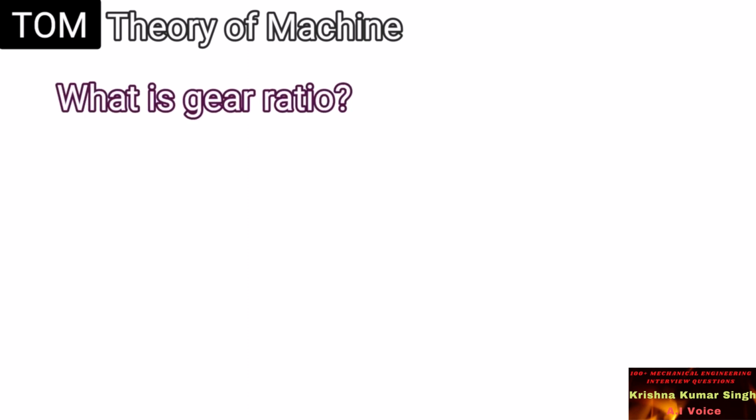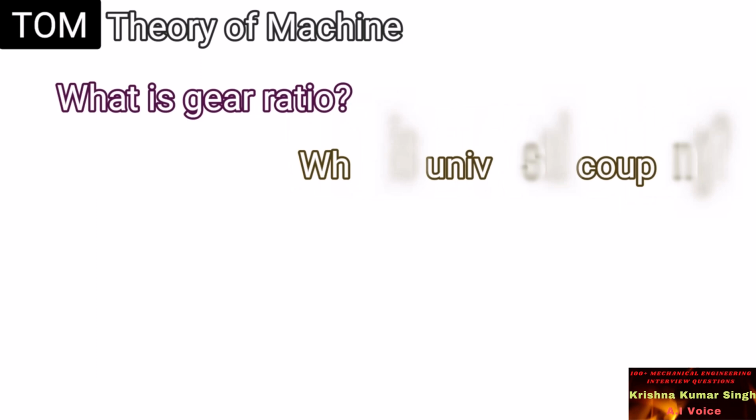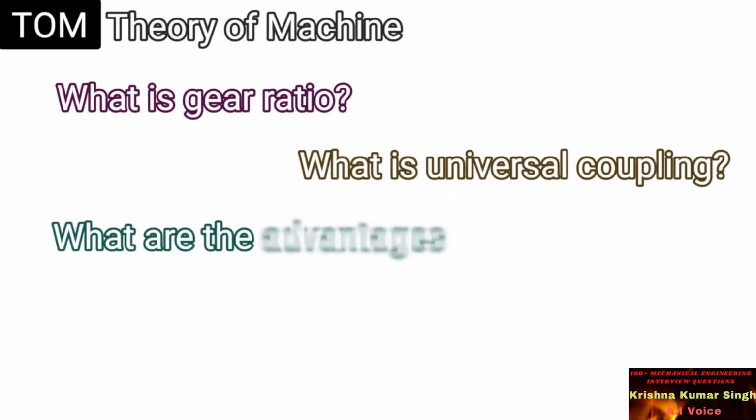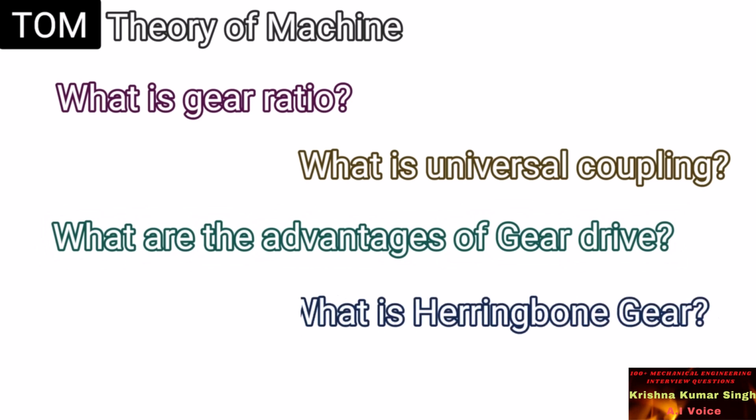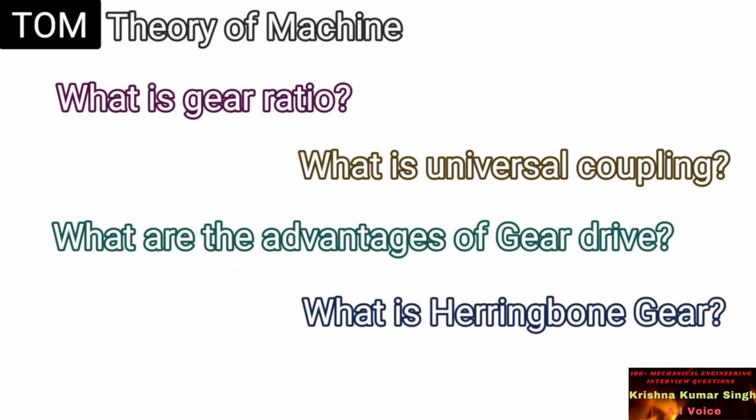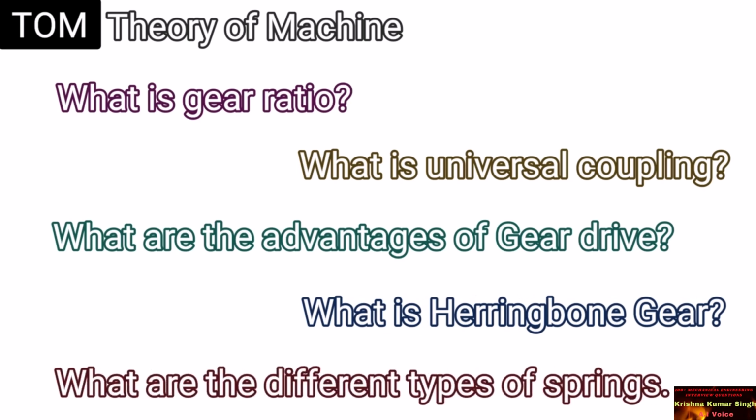In this section, we will deal with certain important questions pertaining to theory of machines. As such, what is a gear ratio? What is universal coupling? What are the advantages of a gear drive? What is herringbone gear? What are the different types of springs? And many more.